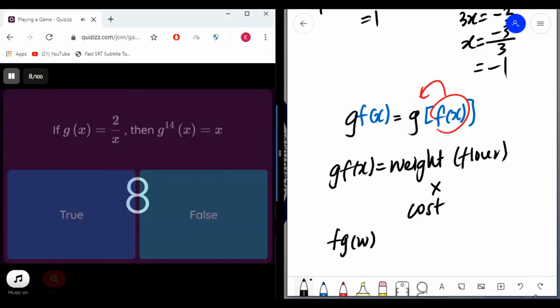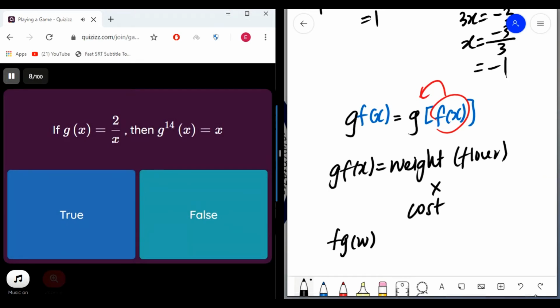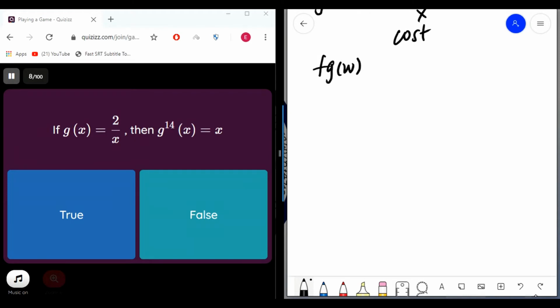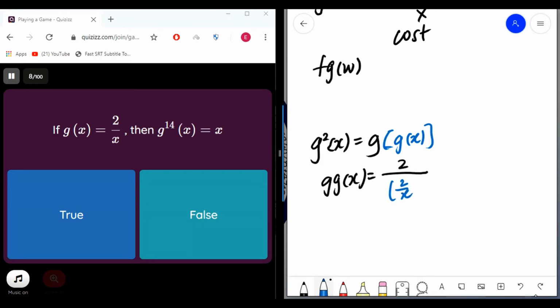Question number 8. If g(x) equals 2 over x, then g to the 14 of x equals x. Another question on composite function. If you see g square x, it means g of g of x. Means you plug g(x) into g(x). In this question, it means g(g(x)) equals 2 over 2 over x, which is 2 times x over 2. 2 and 2 cancel, equals x.